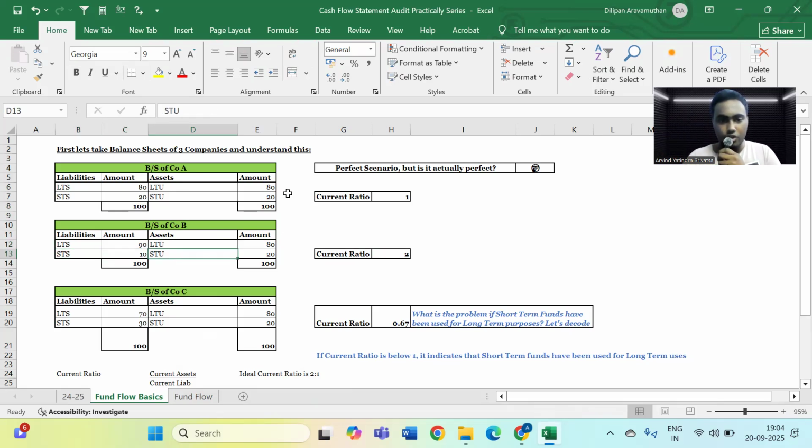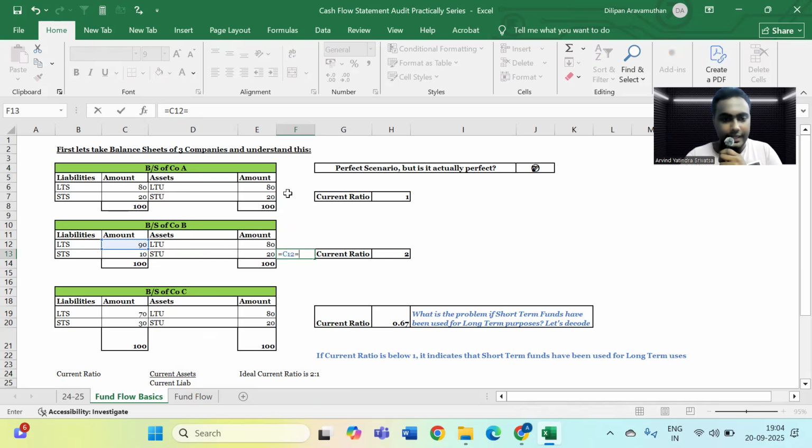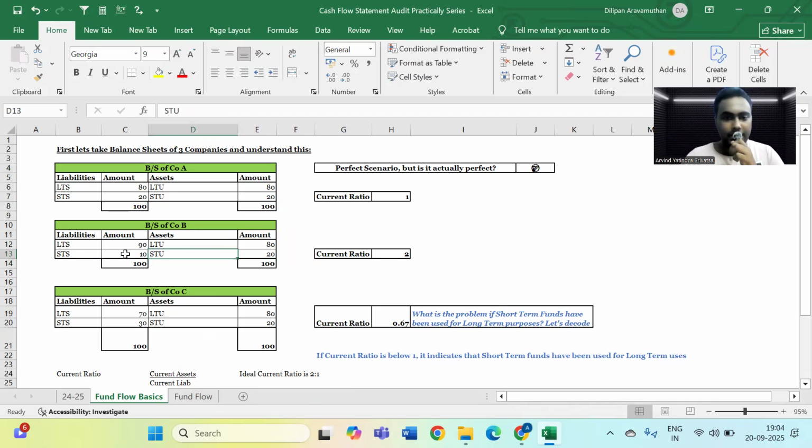So what would happen is, if you look at my short-term uses here, I am applying 10 from my long-term sources, which was left over above here, because I had only applied 80. So basically, my short-term uses, if you see this 20, is basically 90 minus 80, which is remaining, plus my 10 from short-term sources, which is usually working capital. So this is how this 20 is basically derived, guys.